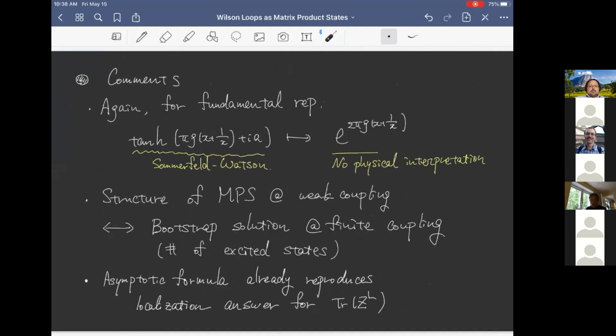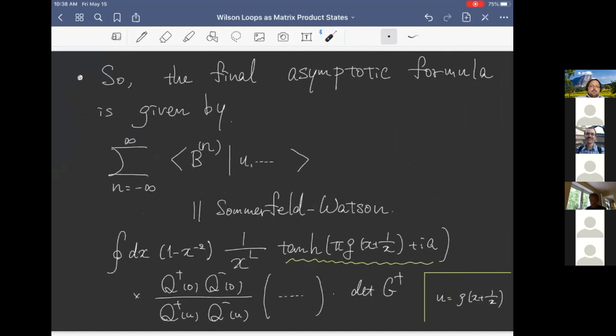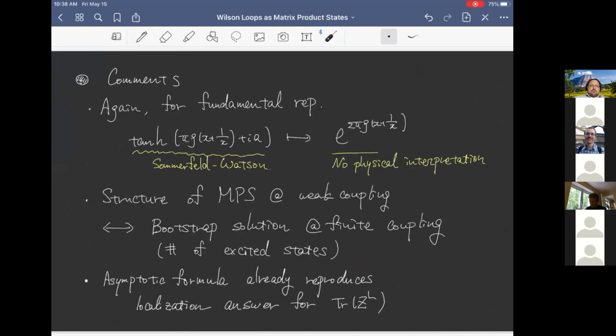But let me make some comments. So far we have been discussing the generating function. If you want to get the fundamental representation, you just need to do the integral Fourier transformation. That basically converts this tangent hyperbolic into this exponential. But I should emphasize that for this tangent hyperbolic, we have a clear physical interpretation. This is basically just coming from Sommerfeld-Watson.